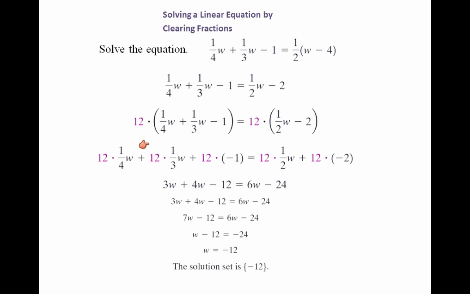12 times 1/4 would be 3. So the first term becomes 3w. 12 times 1/3 would be 4. So the second term becomes 4w. Remember, we need to multiply each term by 12. -1 times 12 becomes -12. 12 times 1/2 w, that gives me 12 divided by 2 is 6w. 12 times -2 gives me -24.